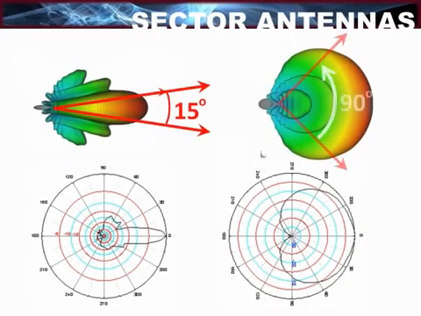Here, we have graphs and illustrations of the signal spread from a sector antenna. Sector antennas are basically omnidirectional antennas with reflectors behind them. The shape of the reflector influences the angle of the sector antenna's horizontal signal spread. This particular sector antenna has a vertical signal spread of 15 degrees and a horizontal signal spread of 90 degrees.